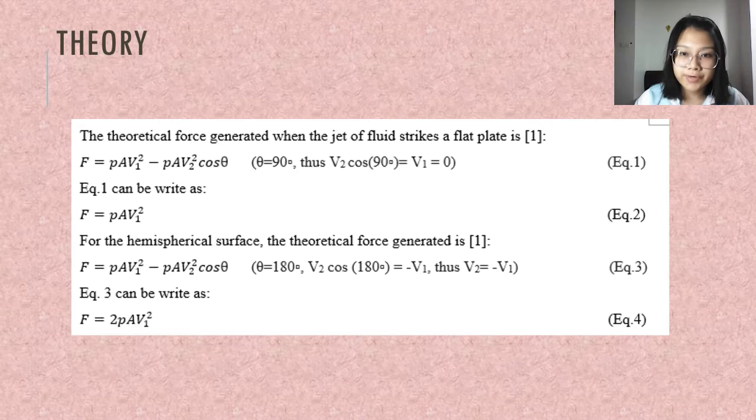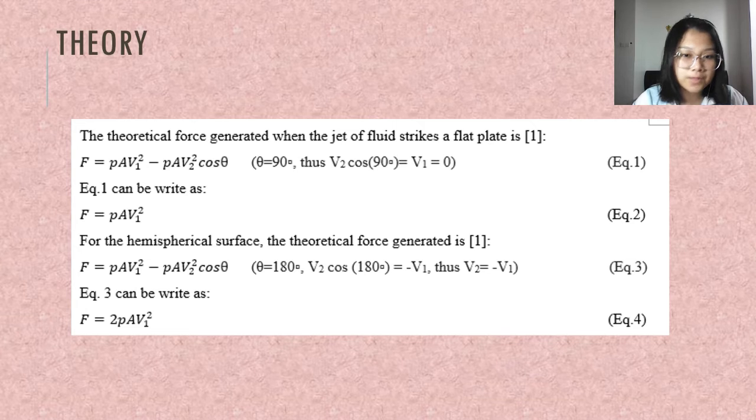The theoretical force generated when the jet of fluid strikes a flat plate is F equals rho a v1 squared minus rho a v2 squared cos theta, where the velocity is vertically upwards. So theta is equal to 90 degrees, so v2 cos 90 degrees is equal to 0. From equation 1, it can be simplified as F equals rho a v1 squared.